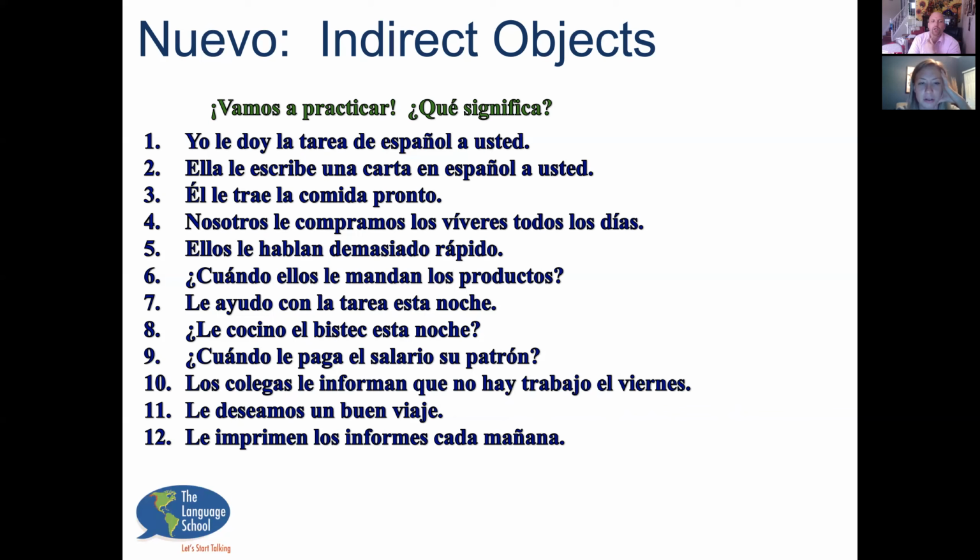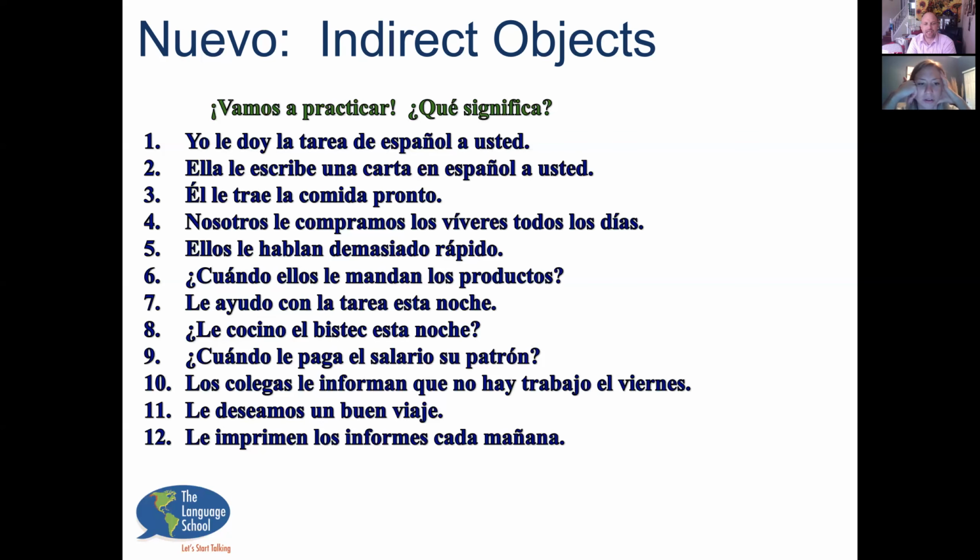Muy bien. Nosotros le compramos los víveres todos los días. We buy the groceries every day for you. Ellos le hablan demasiado rápido. They speak too fast to you. Good. Cuando ellos le mandan los productos. When will they send the products to you?